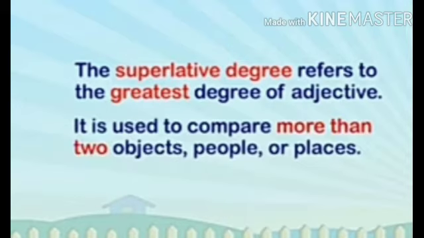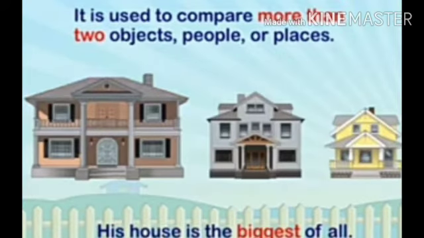Next is the superlative degree. It refers to the greatest degree of adjective. It is used to compare more than two objects, people or places. For example, his house is the biggest of all. There are a few rules as to how the 3 forms of adjectives are formed.